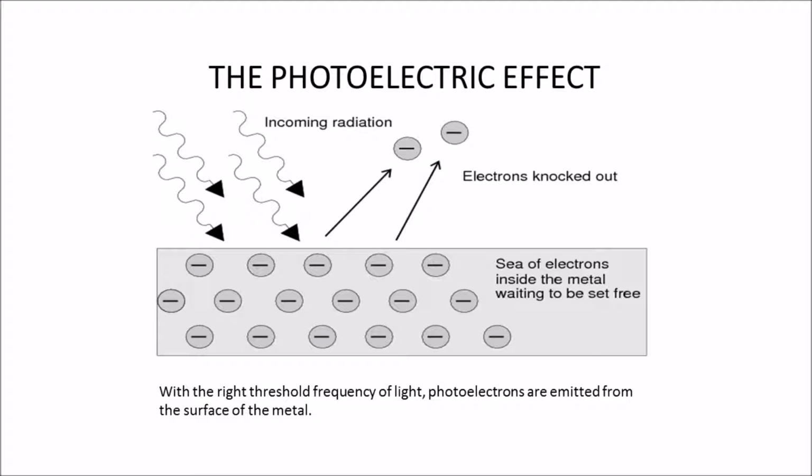So, what is the photoelectric effect? When incoming radiation or light in the form of photons with the right threshold frequency hits a metal surface, it will emit electrons known as photoelectrons. Basically, that is the whole process that explains the photoelectric effect.